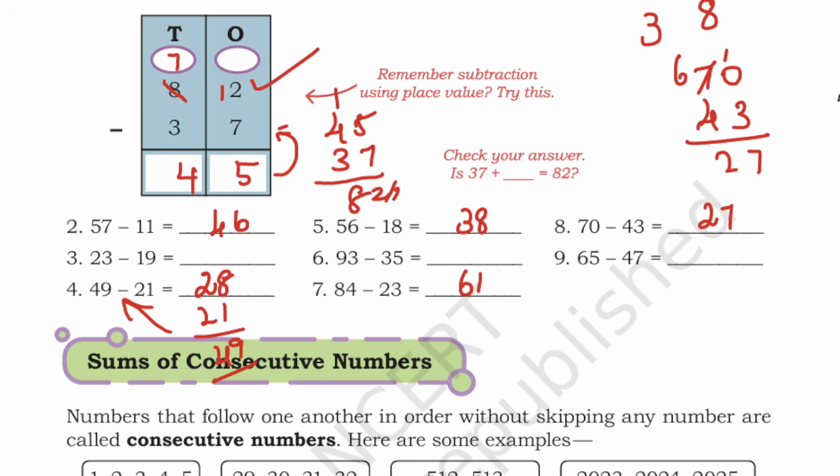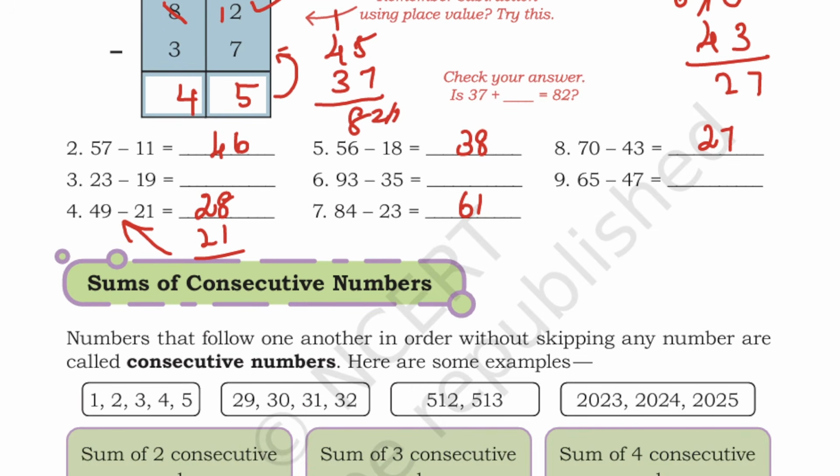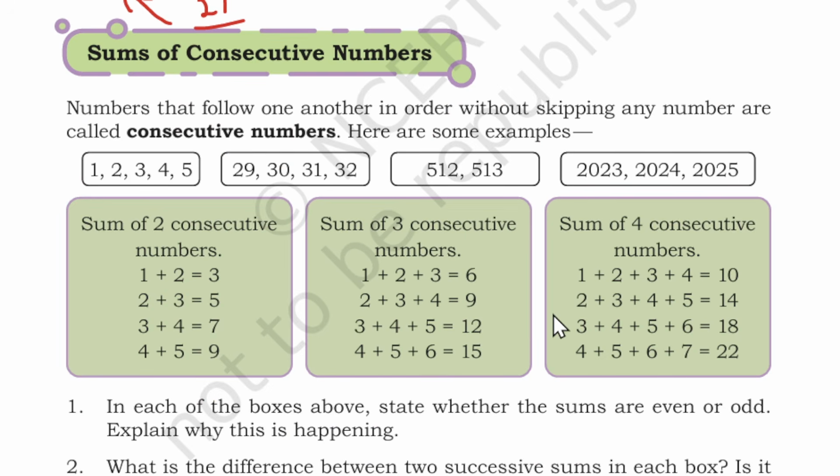Alright. So next one. Sum of consecutive numbers. Numbers that follow one another in an order without skipping any numbers are called consecutive numbers. Okay, this question you might get in your 1 mark question. What is consecutive numbers? Or fill in the blanks, they will ask you like a number in order without skipping any number is called dash number. Then you have to write consecutive numbers.